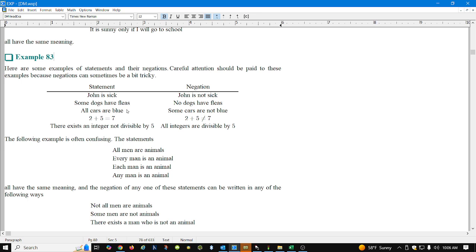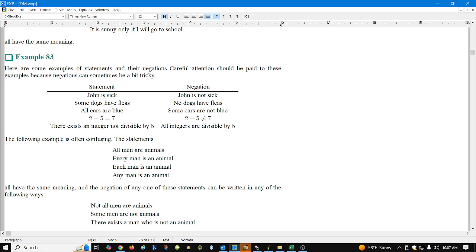Imagine that every car in that parking lot was blue. How would you negate that? All it would take is a single car to be not blue. Some cars are not blue, or there is a car that is not blue. At least one car is not blue. There's a lot of ways to say it.